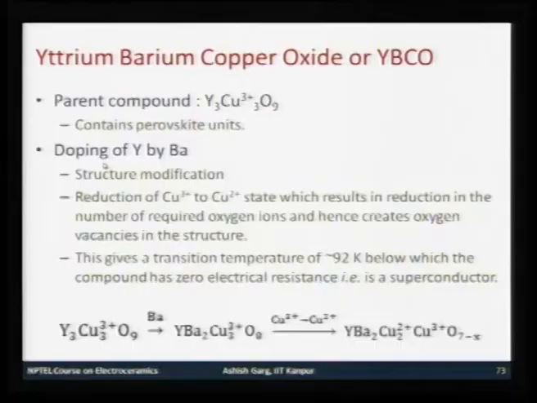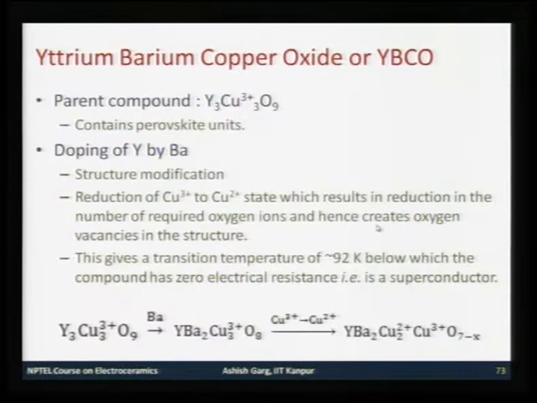in the layered form. Now what you do in this material is you dope it by replacing yttrium with barium. So this yttrium is replaced by barium, and this modifies the structure. The difference here is yttrium is plus 3, barium is plus 2, and in order to maintain the stoichiometry, this leads to reduction of Cu plus 3 to plus 2, which results in a reduction in the number of required oxygen atoms, and hence it creates a vacancy of oxygen in the structure.